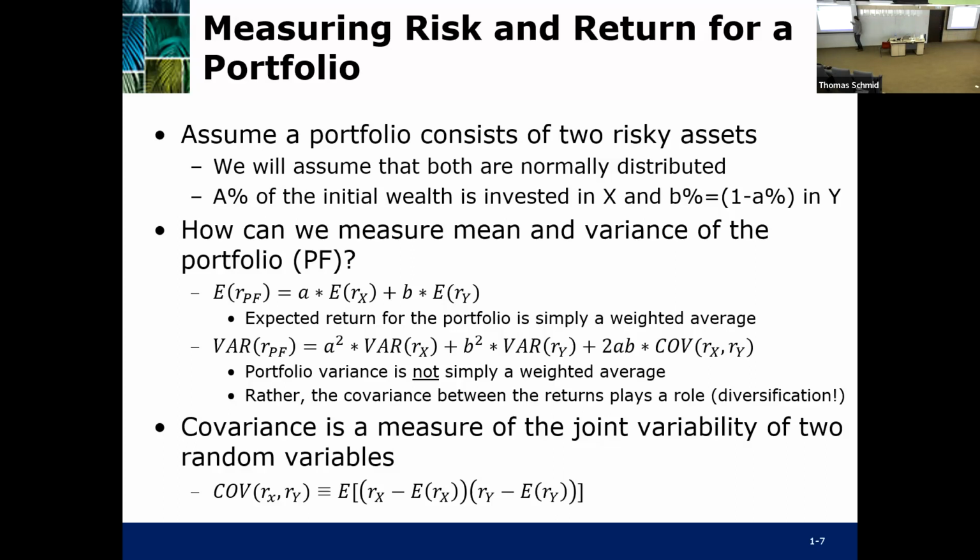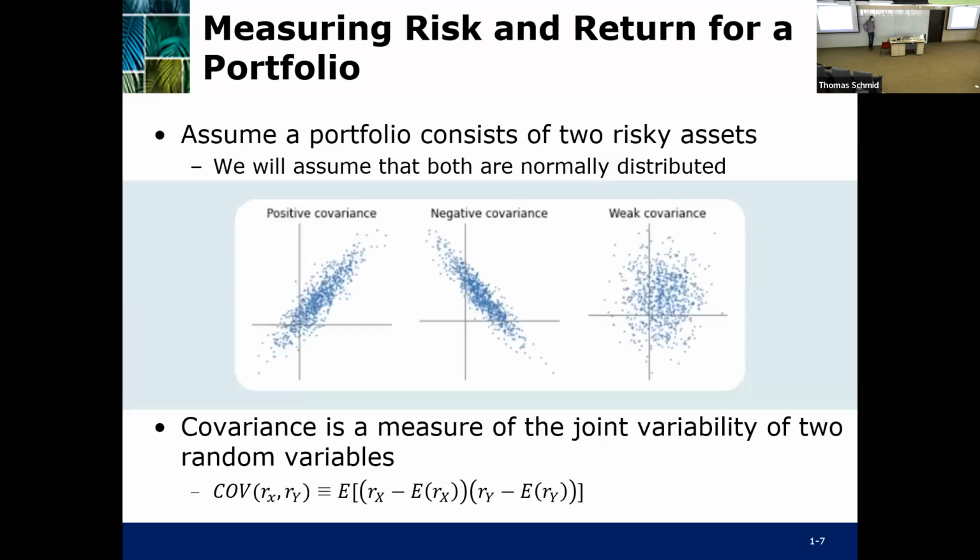Unfortunately, things are not as simple for the variance. So the variance of the portfolio is not just a weighted average. The variance of the portfolio is not just a linear combination. For the variance of the portfolio, we have to consider actually the covariance between these two assets. So what do I mean by covariance? Well, covariance is basically a measure of how much two random variables move together.